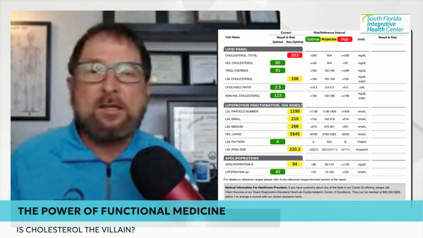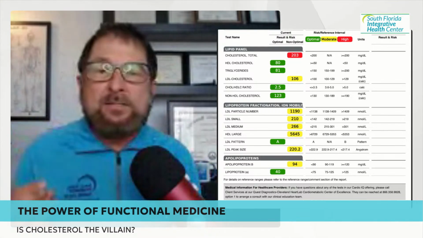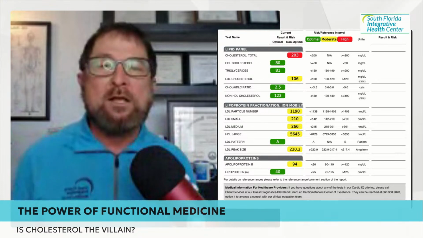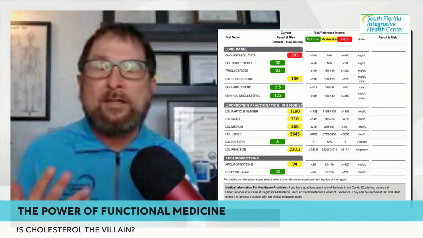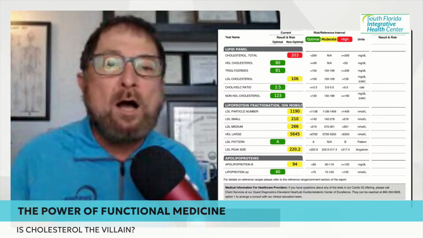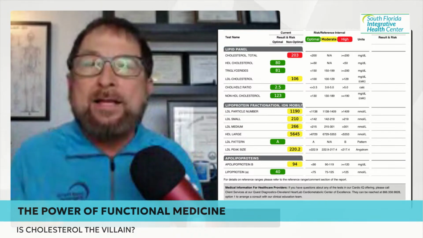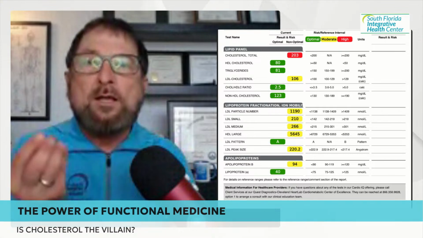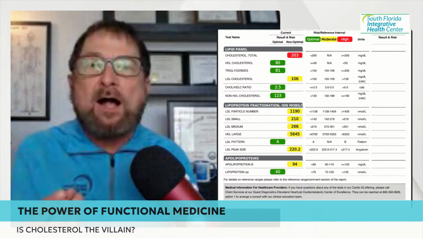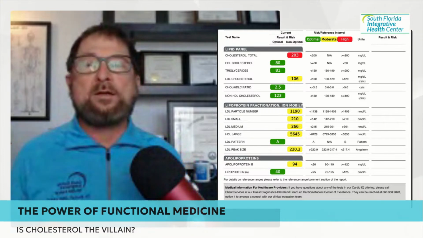And that's where we're going to see on the different testing, such as this test here, you'll see that there are different sizes, small, medium, and large. And although the total number can be in red and it can be what's considered above the limit that's recommended, what are the sizes of the particles? Those are the remnant lipoproteins, the more the clogging of the artery type of cholesterol. And this is what we want to test for.